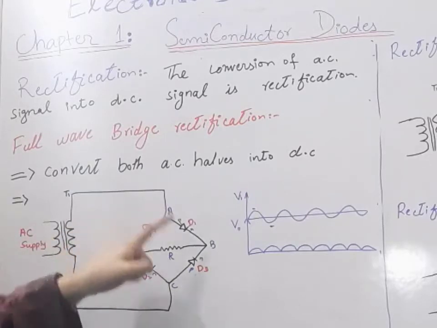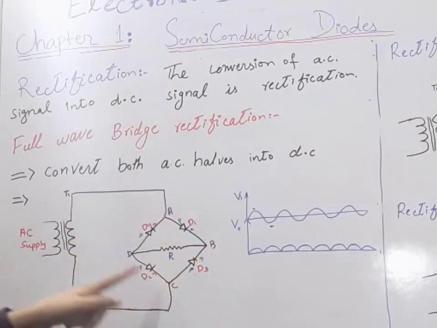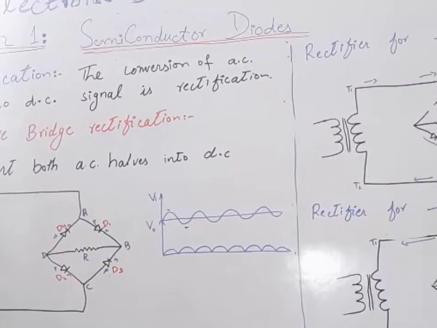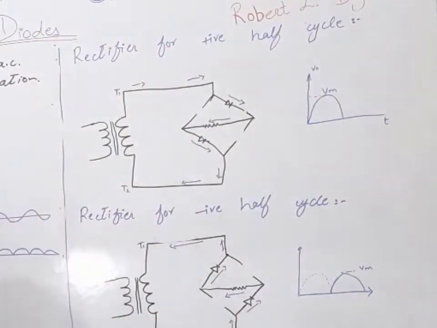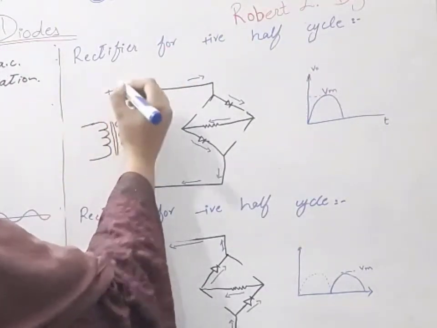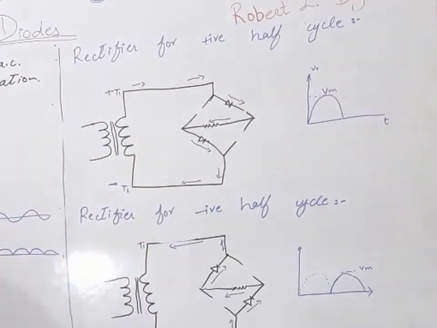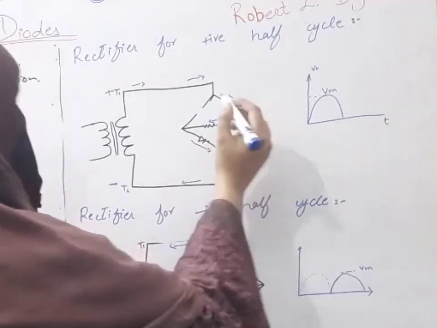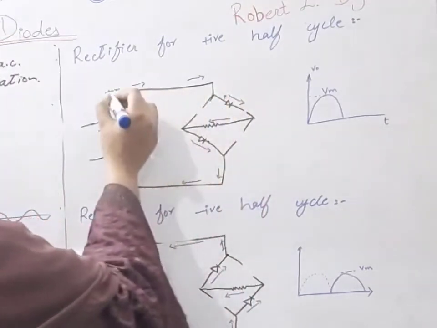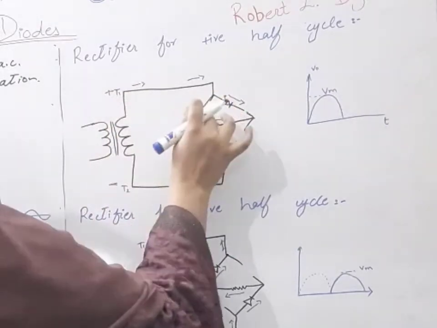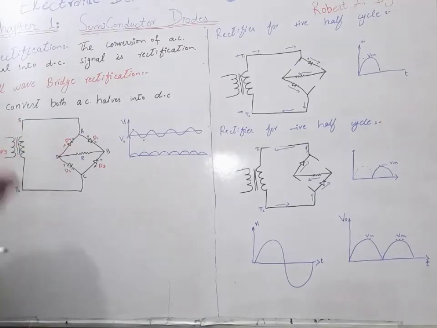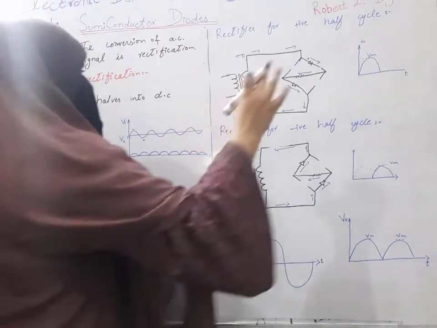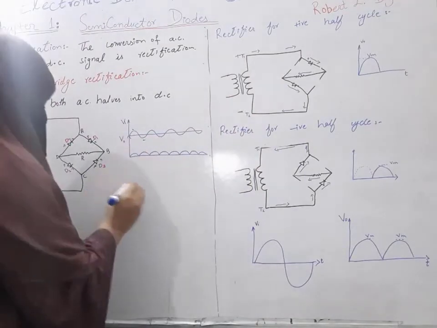So this is the circuit diagram of full wave bridge rectifier. This is the point A, this is the point B, this is point C, and this is the point D. Rectifier for positive half cycle. Let us consider we have a positive here and negative here. Then in this case, this is the diode. Its P terminal is connected to positive, and this is the diode. For diode D4, our N terminal is connected to positive. When we have to learn, we have to kindly remember it.